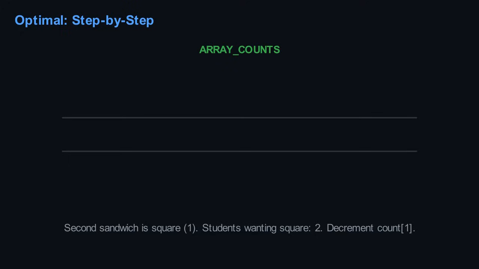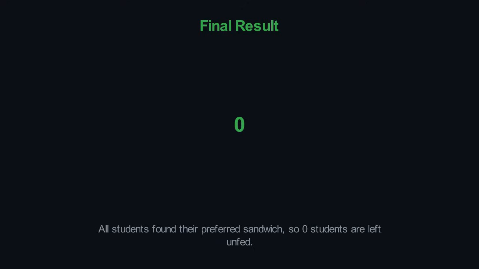Square count becomes 1. Third sandwich is 0. 1 circular student remains, so they eat. Circular count becomes 0. Final sandwich is 1. 1 square student remains, so they eat. Square count becomes 0. Both counts are now 0. Since both circular and square counts are 0, no students are left who couldn't eat. The total number of students unable to eat is 0. This is correct as all students found their preferred sandwich.